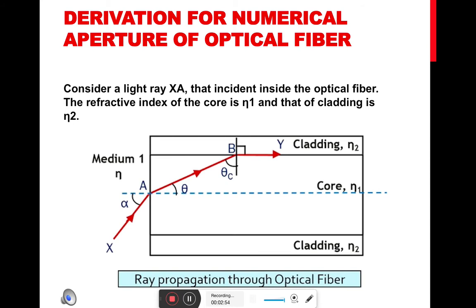Here the incident angle is theta c, which is considered to be the critical angle. When a ray is incident on the core cladding interface at a critical angle theta c, the refracted ray surpasses the boundary of separation between the core and cladding, that is the refracted angle will be 90 degrees, as you can see from the figure. So by applying Snell's law at these two boundaries, we will be deriving the expression for numerical aperture.